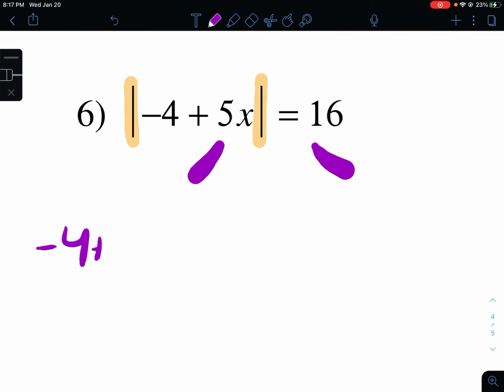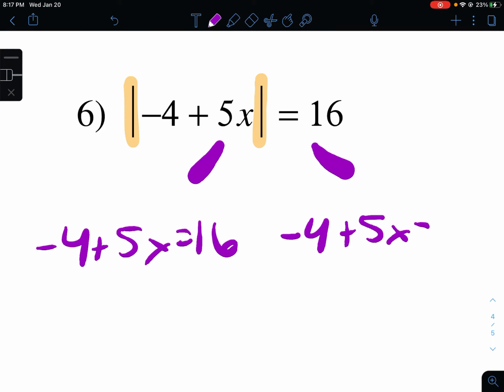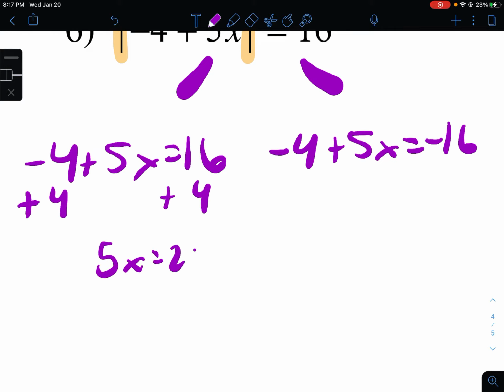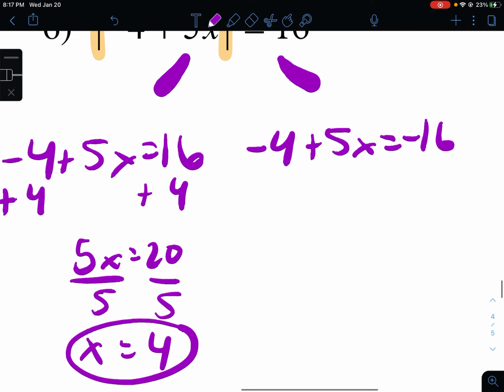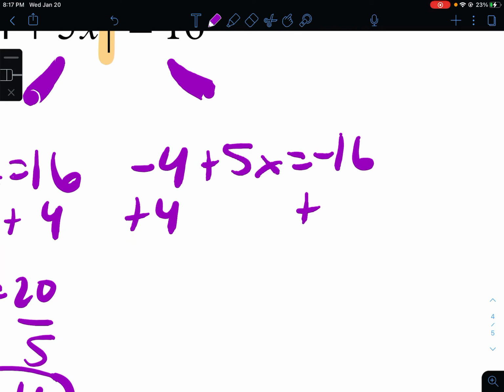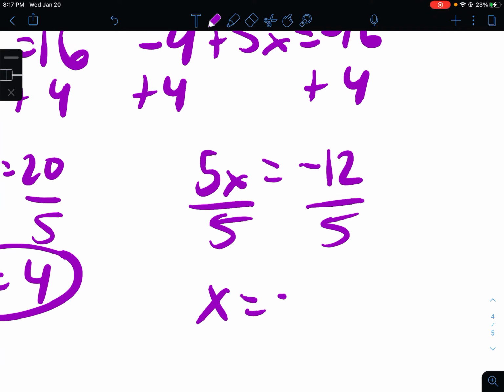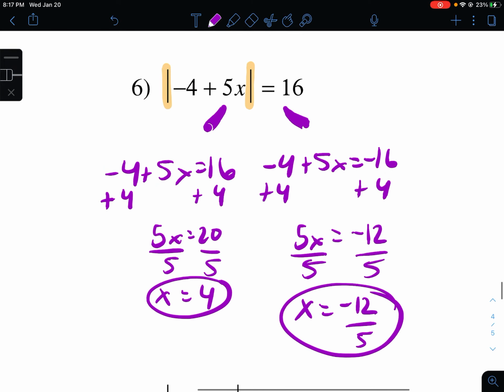We'll say negative 4 plus 5x equals positive 16, and then negative 4 plus 5x equals negative 16. Then we just need to solve these 2 equations. We're going to add 4 to both sides, divide by 5, and I get x equals 4. And then for my other one, I'm going to add 4. I get negative 12, so I divide by 5, and I get x equals negative 12 fifths. So we end up with 2 answers there as well.